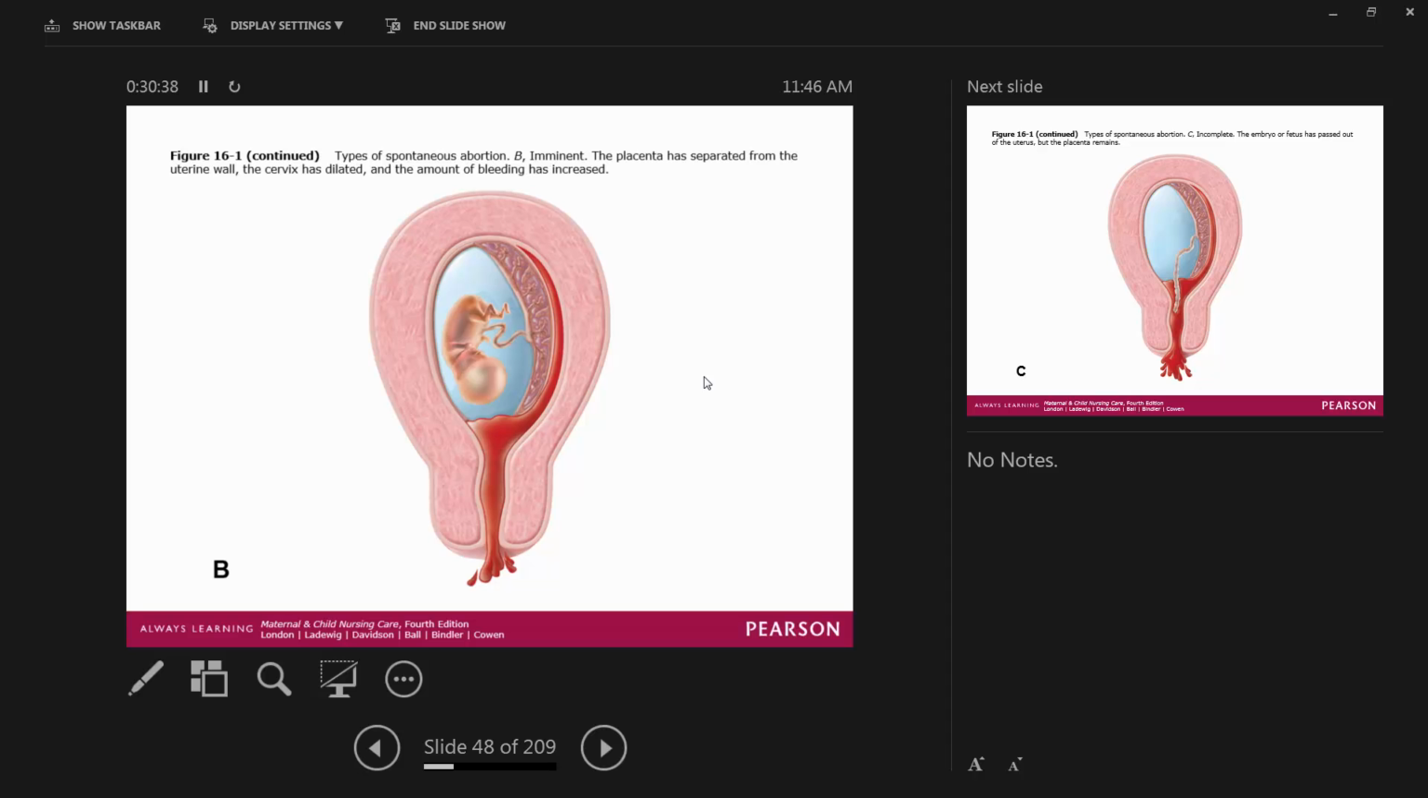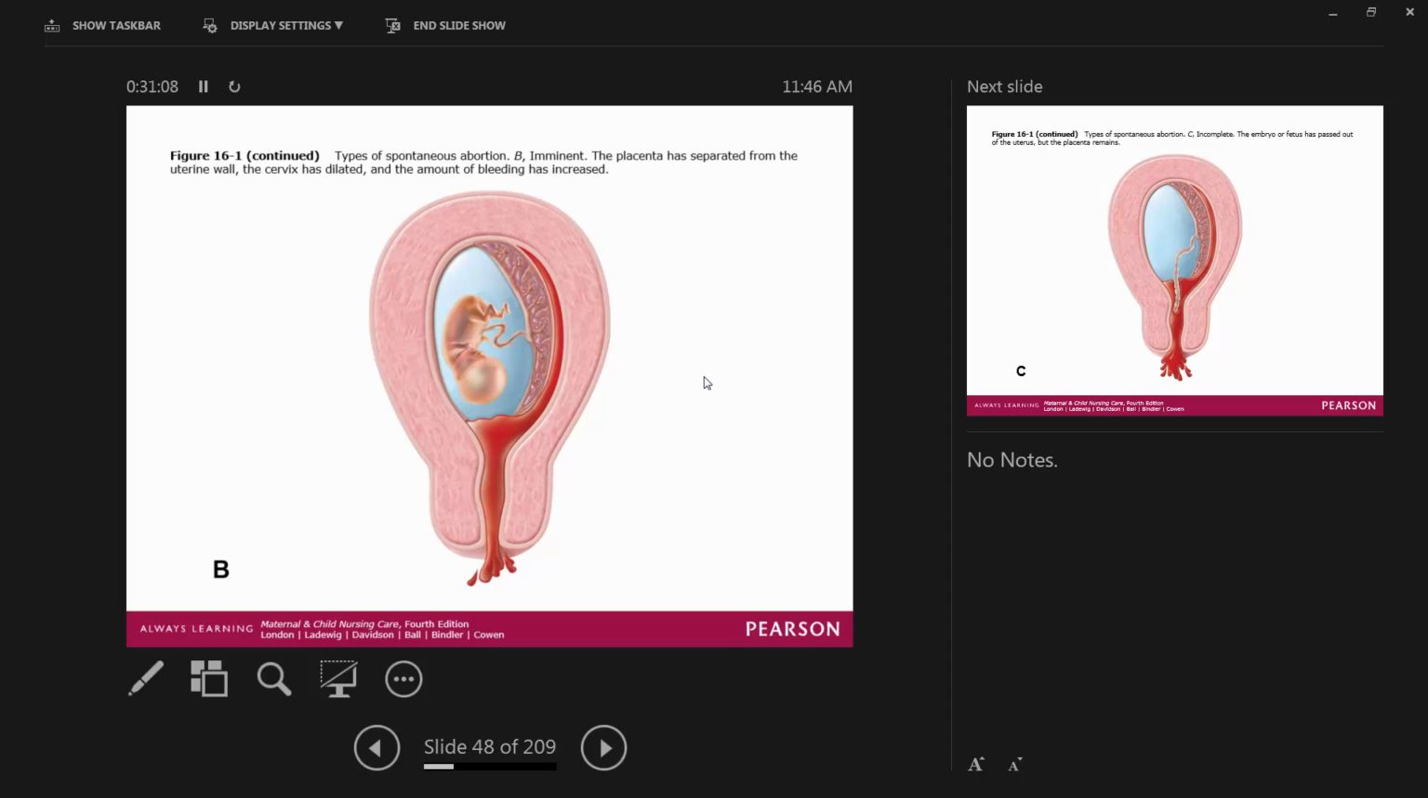Now this one is your complete, imminent. So there's a little bit of placenta up here attached to the uterine wall, but the majority of the placenta has broken away, and she will lose this pregnancy. We cannot maintain this pregnancy with this much placenta, and it won't. It'll continue to dislodge. And so she's bleeding a lot with this one.